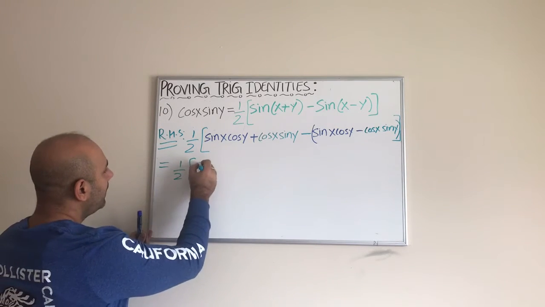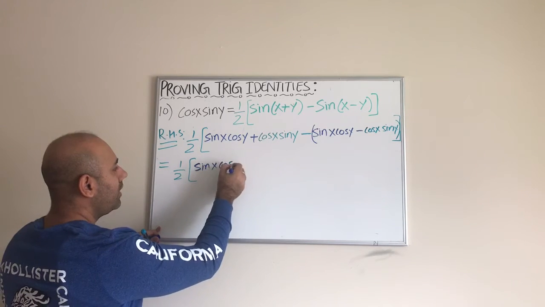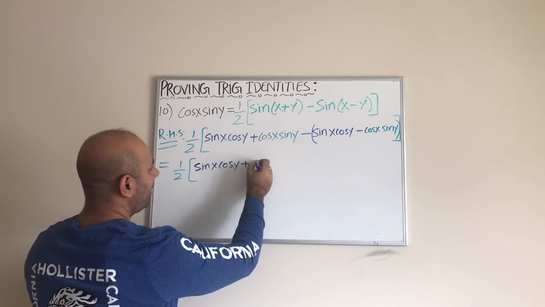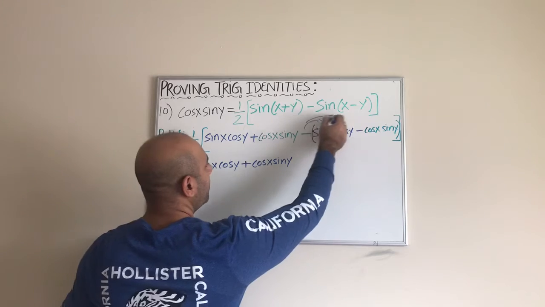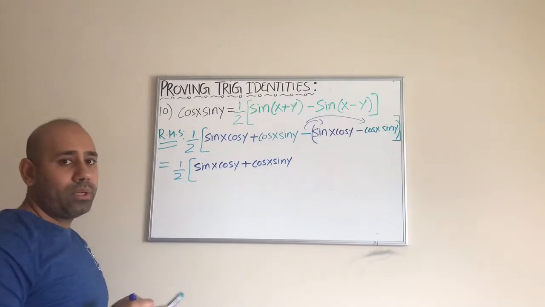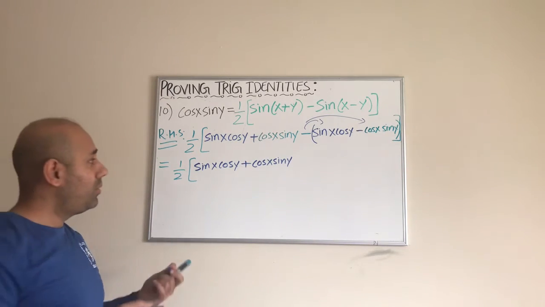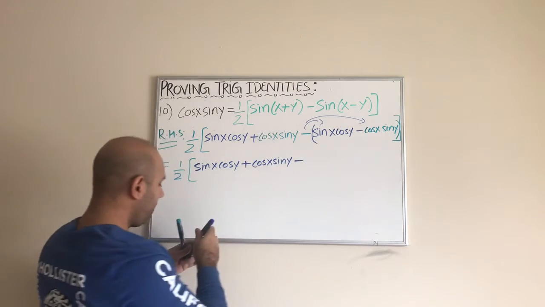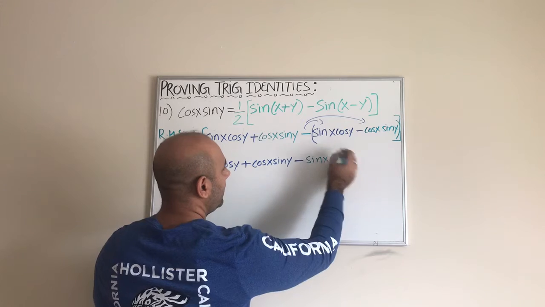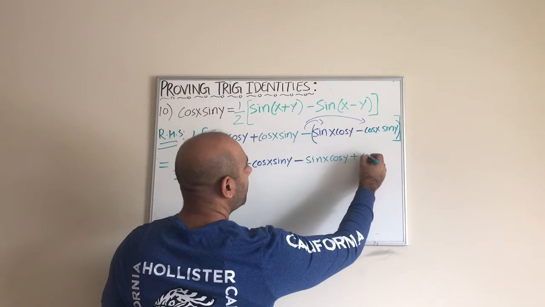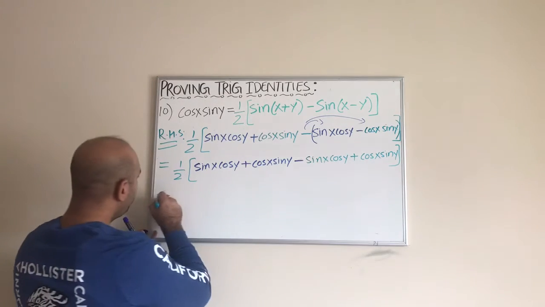So I have 1/2. I'm just going to rewrite this term sine x cosine y, because there's nothing to simplify here. It's simply rewriting. And then we're going to distribute this negative to both of these terms. Then only can we see if some things cross out or some things add. So we'll see. Minus sine x cosine y, and then negative times negative is positive, cosine x sine y.